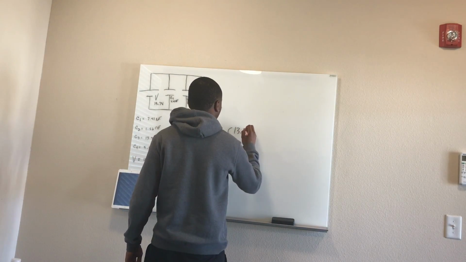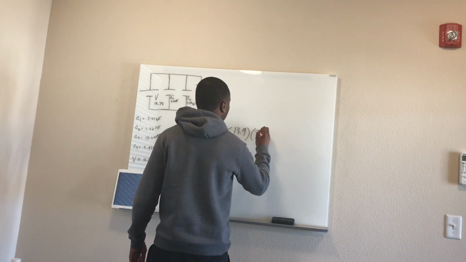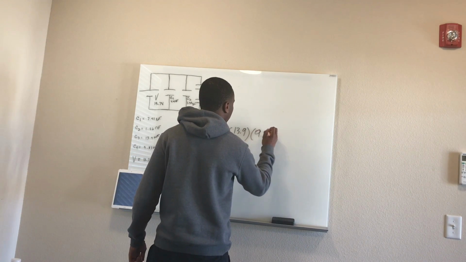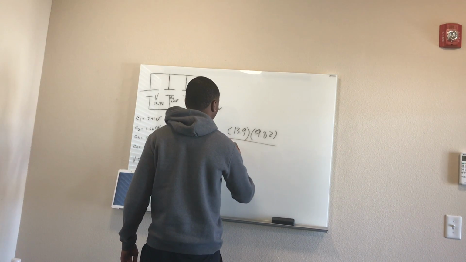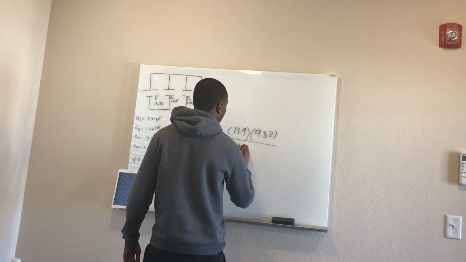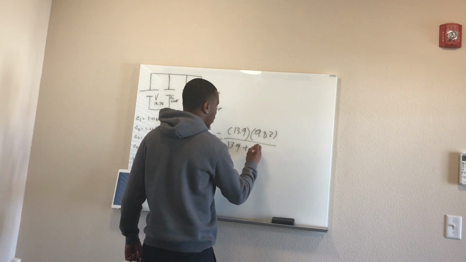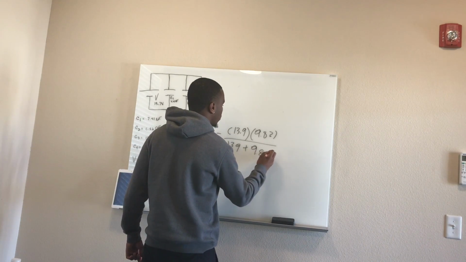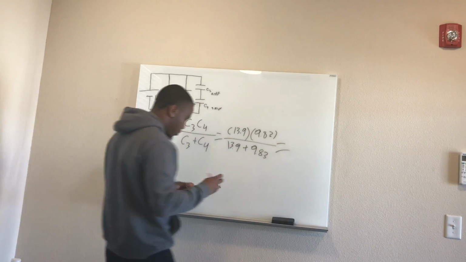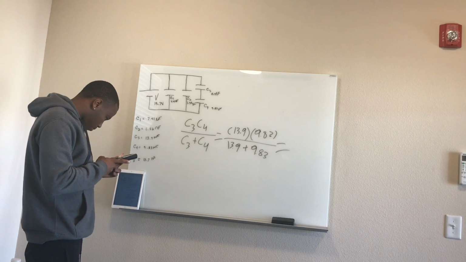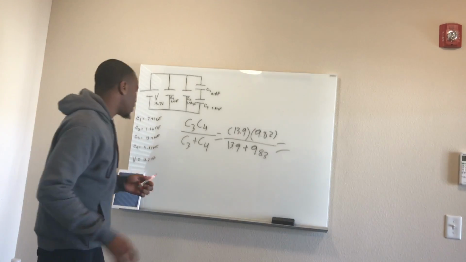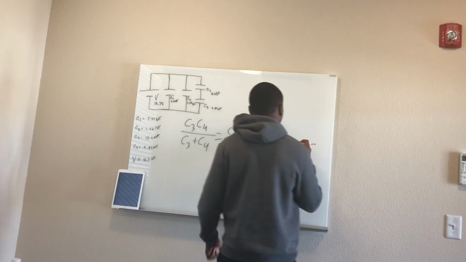That's equal to 13.9 over, and then you add them together at the bottom, 13.9 plus 9.83. And when you put all that into the calculator, you get 5.75 microfarads.